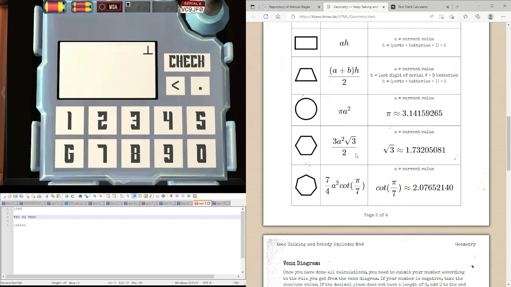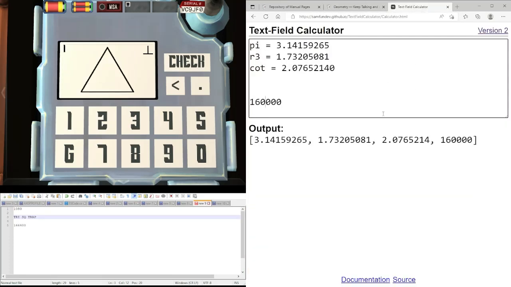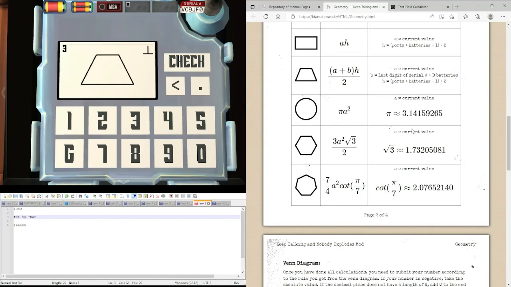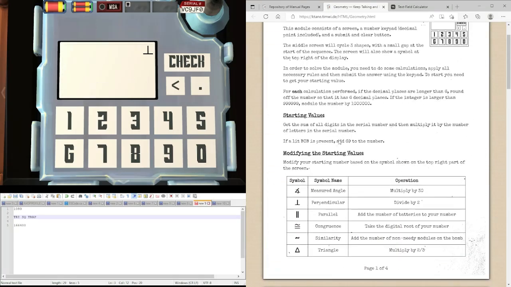The constant for this one is pi, the constant for this one is 3 root 3 over 2, and this one, the constant, is 7 over 4 cotangent of pi over 7, which of course we use these values for the irrational numbers. These are basic enough, and I think the calculator accurately spits out the right numbers, but if you use a more accurate calculator, you can guarantee that it's not going to remove digits that will be useful later. So let's go back up to here.